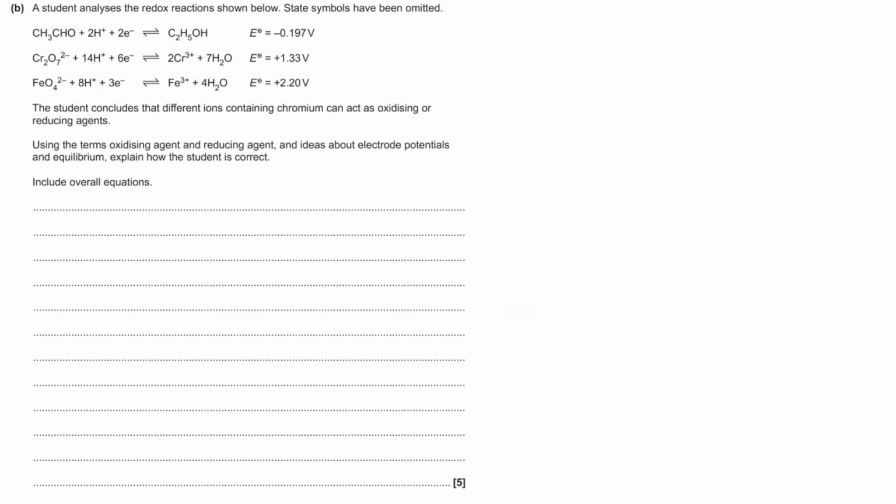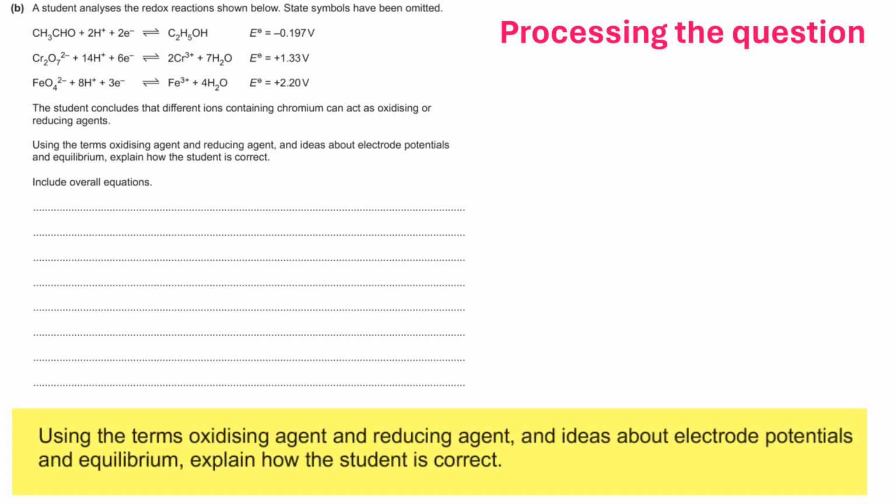So it gives you some electropotentials data, and they say the student concludes that different ions containing chromium can act as oxidizing or reducing agents. Using the terms oxidizing agent and reducing agent and ideas about electropotentials and equilibrium, explain how the student is correct. And they want you to include overall equations. So let's think about what the question wants us to do.